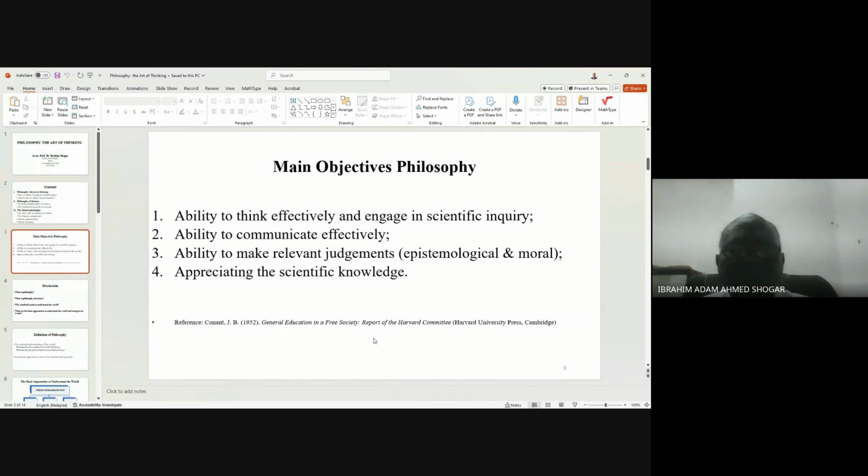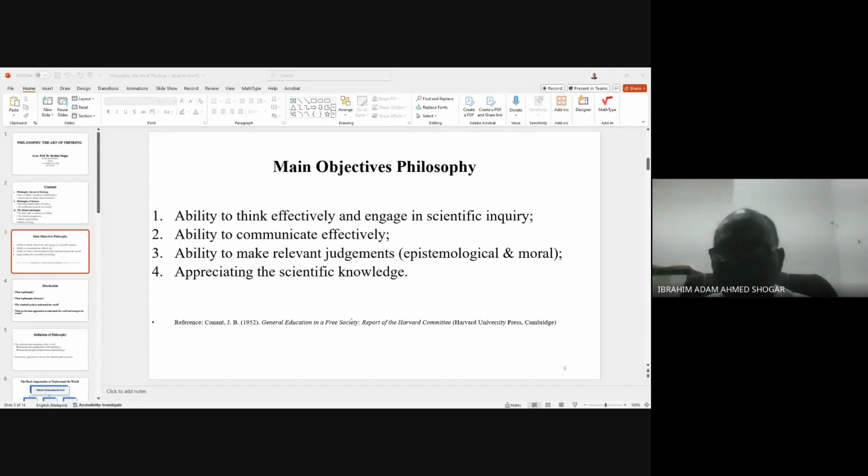So here is the main objective of philosophy. Why do we need to study philosophy? I think I mentioned a few of them here. First of all, it will give you the ability to think effectively, and also you will be able to engage in scientific inquiry. Because when you are able to think, naturally you will be engaged. That's why kids or children usually want to ask everything, even the detail one. Why? Because they are very eager, and Allah subhanahu wa ta'ala already gives them the power of thinking. So their mind is almost empty, and they want to fill it up by getting information. So when you study philosophy, you should be able to think effectively.